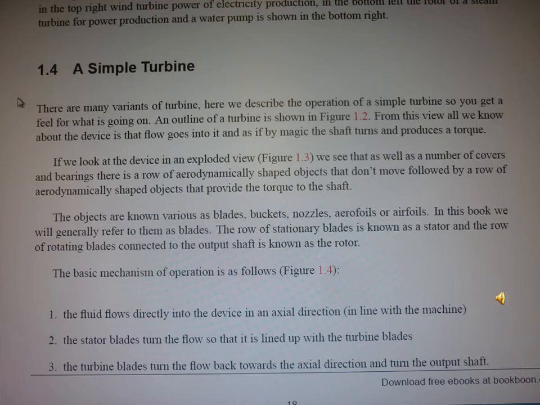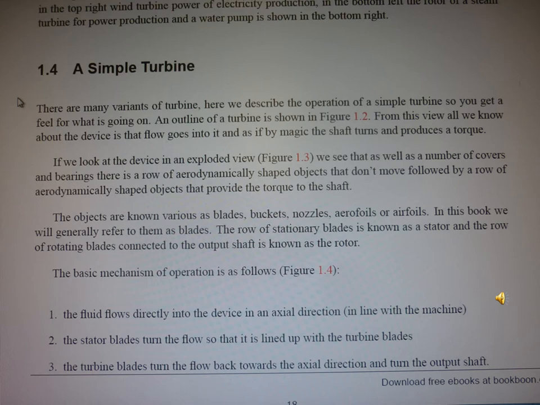This is the explanation about the Siemens turbine. There are many variants of the turbine. Here we describe the operation of the Siemens turbine. The turbine includes the blade, basket, nozzle, aerofoil, and airfoils.